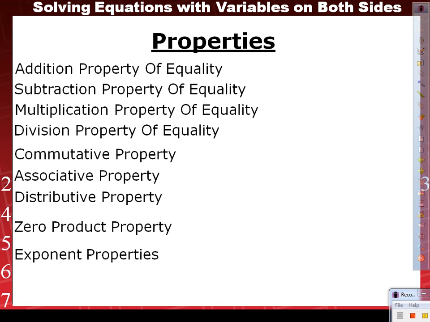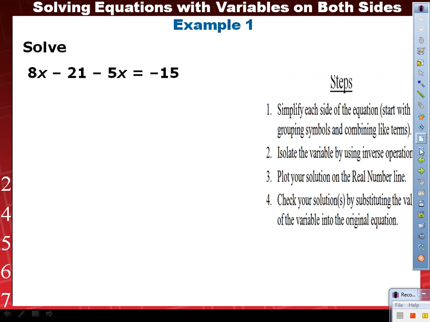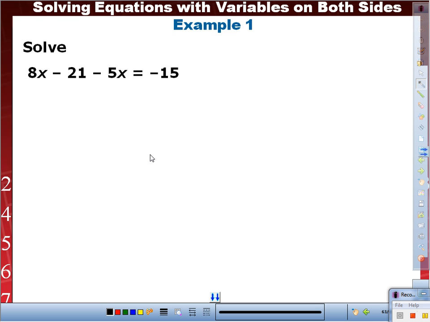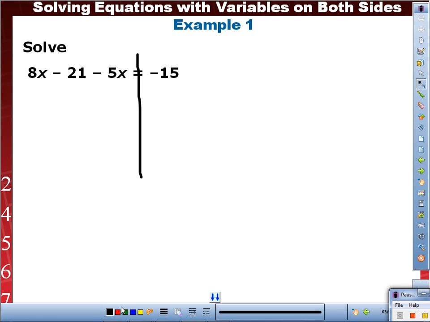Here we go. Copy this down. Example one. Even though we already did this one, we're going to do it again, but now with properties. Okay? All right, copy that. Example one. It says, example one, solve 8x minus 21 minus 5x equals negative 15. By now, you should know how to solve this, right? But let me get you started. Here you go. Bam. You're welcome. Finish it off, solve it, and then we'll talk about it right now so we can get the properties. Copy that and go.